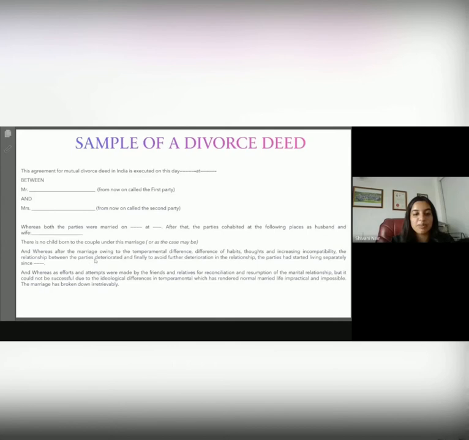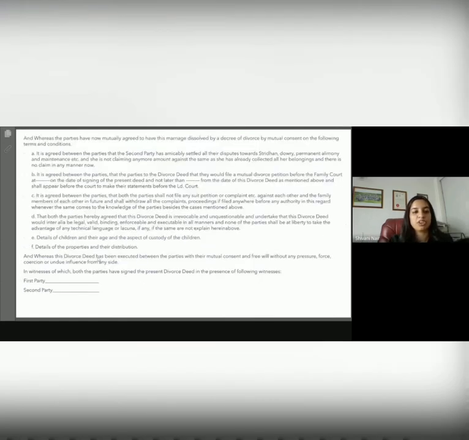And whereas after the marriage, owing to the temperamental, in this paragraph we need to mention the reasons why the husband and the wife decided to divorce from each other, or decided to form a divorce deed. Whereas the marriage, owing to the temperamental difference of habits, thoughts, and increasing incompatibility, the relationship between the parties deteriorated. And finally, to avoid further deterioration of the relationship, the parties had started living separately since so and so period of time.